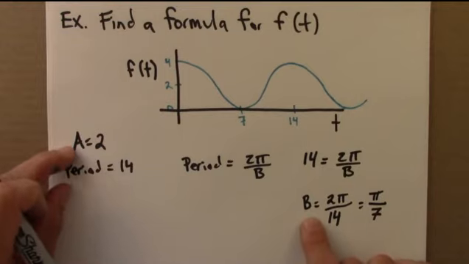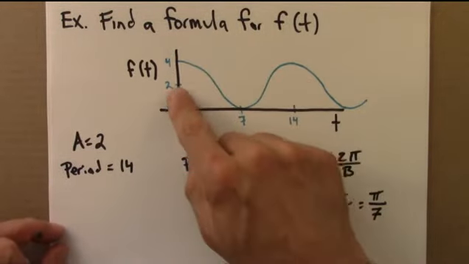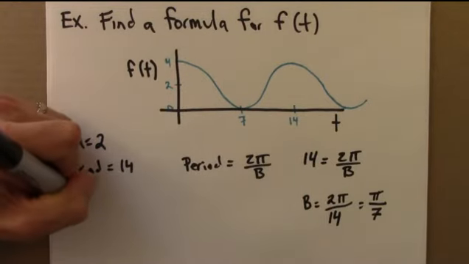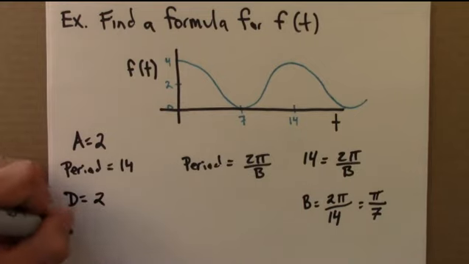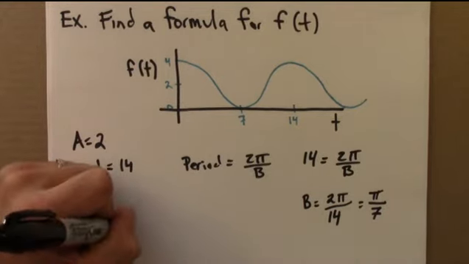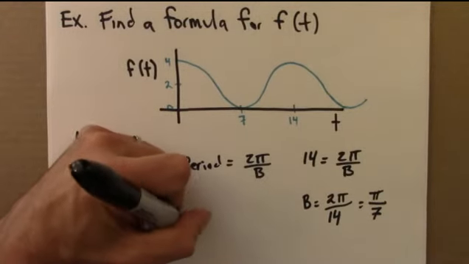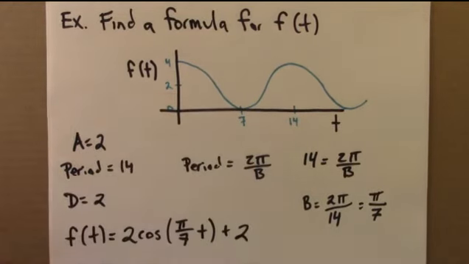And oh, what else do I need? Let's see. I need to add 2 because this is shifted up by 2. So d equals 2. And now I can put it all together, and I'll get this: 2 times cosine of pi over 7 t, plus 2.